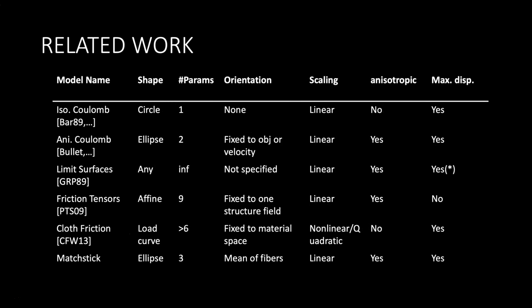In comparison, our model has an elliptical shape. The shape changes dynamically depending on the kinematic state. It has a fairly low number of parameters that describe an isotropic and an extreme anisotropic cone. Further, it defines cone orientation based on fiber directions.